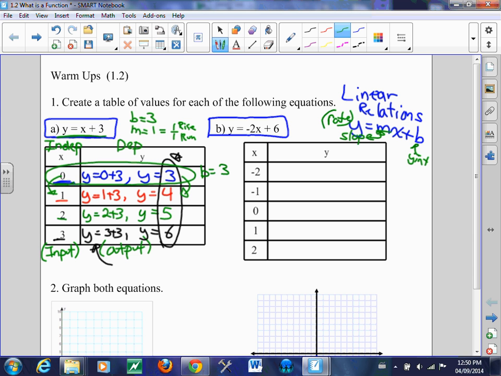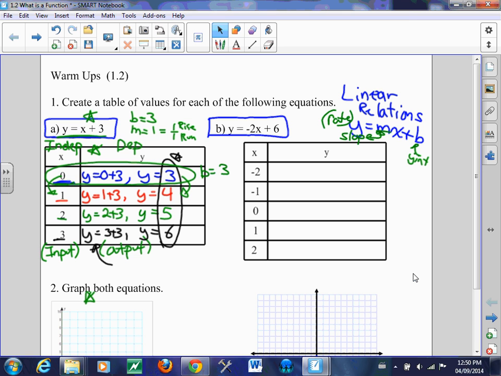Remember, ladies and gentlemen, a relationship can be shown in many different forms. It can be in word form, an equation like this, a table of values like this, and we're going to graph it down below like this. So if we said something like Johnny makes $5 per hour, you could say y equals 5x. You could create a table of values, and then you could graph it as well. So a relationship can be shown in many different forms.